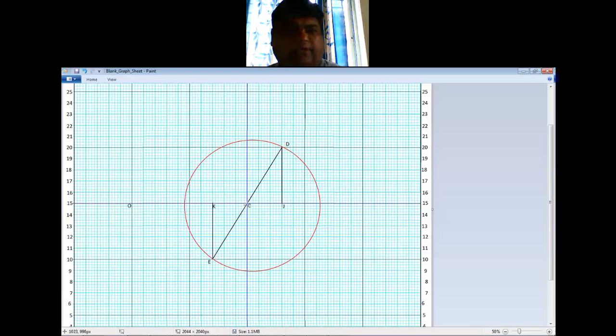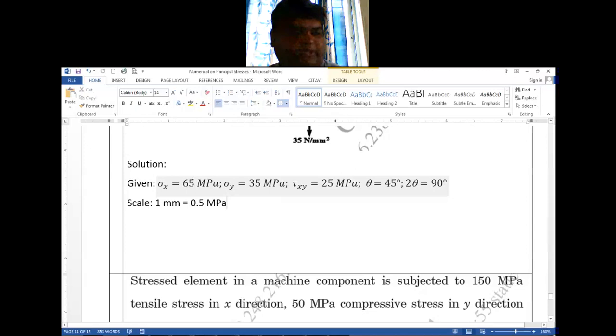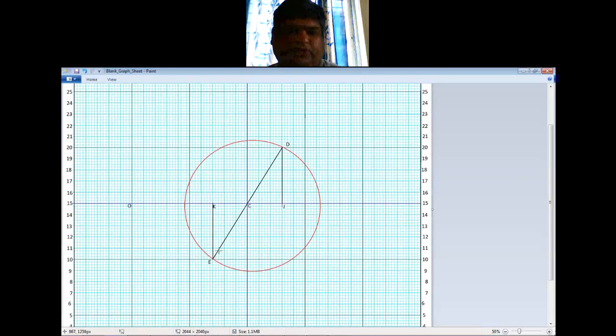Now from this circle with CE as your reference, you have to draw a line inclined at 2 theta. Now what is the angle of 2 theta here? 2 theta is 90 degree. So CE is my reference. So with respect to this, you have to draw a line at 90 degree. Let me just draw a line at 90 degree. Somewhere there. Okay.